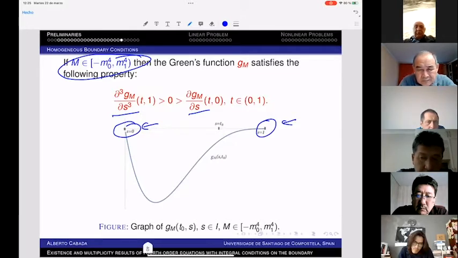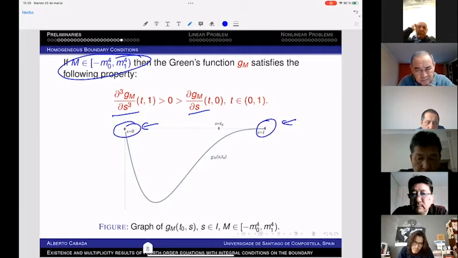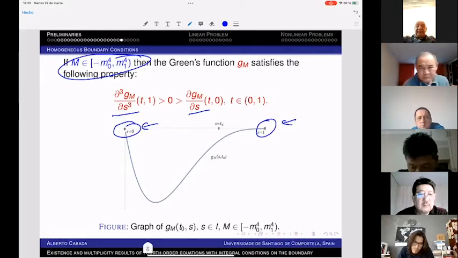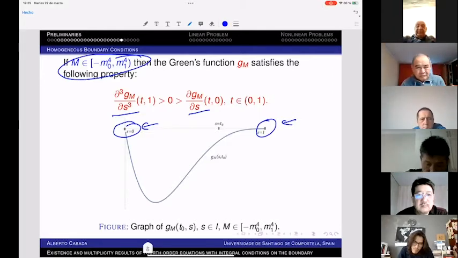Okay, so the idea is to get lambda to get M. We are thinking about for which values of lambda and M we can ensure that the Green function is positive or is negative. This will be the idea at the beginning.